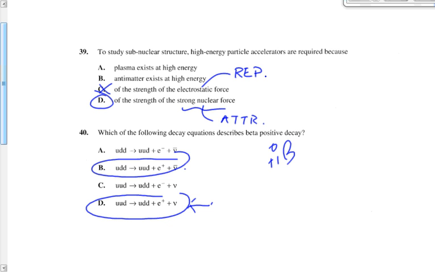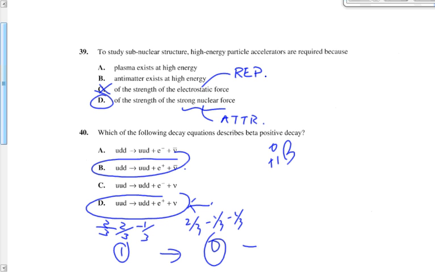Let's just go through the quarks there just to make sure. Up, up, down. On your data sheet, you can find that up is 2/3, negative 1/3 gives me 1. Up is 2/3, negative 1/3, negative 1/3 gives me 0. So we got 1 goes to 0 plus a positron. What is that? That's a proton goes to a neutron plus positron, right?